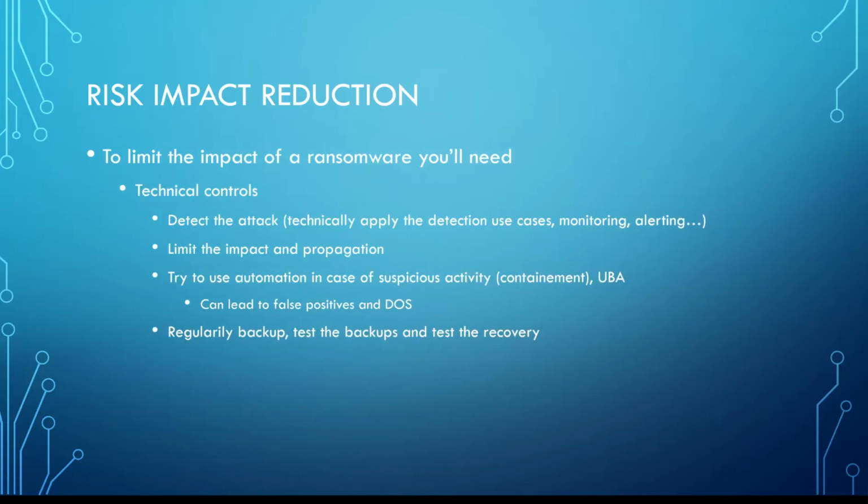So, in order to limit the impact of the ransomware, for example, you will need some technical controls too. You will need to detect the attack, so you will have to technically apply the detection use cases that you have defined before. You're going to have to put in place some monitoring and some alerting. You can also implement technical controls to limit the impact and propagation of the ransomware. And you can try to use some automation or automated task in case of suspicious activity. So it will help you to contain the problem.